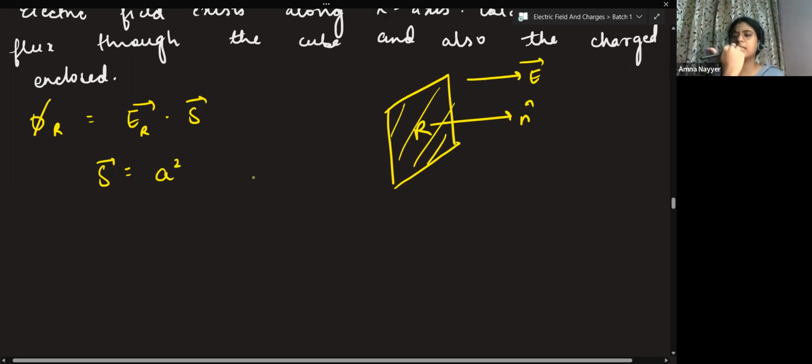So the surface area's direction means the area vector. What is the direction of the area vector? I cap, the x-axis, for the right hand side face. So you have the surface area with you. Now the electric field is alpha x to the power half I cap. Now we have to put in the values of x.